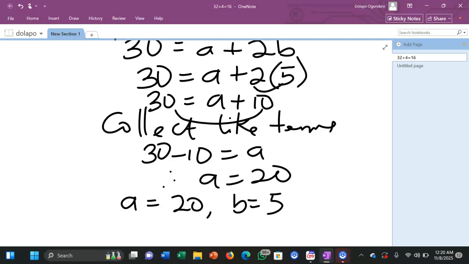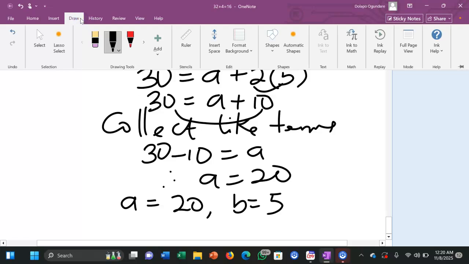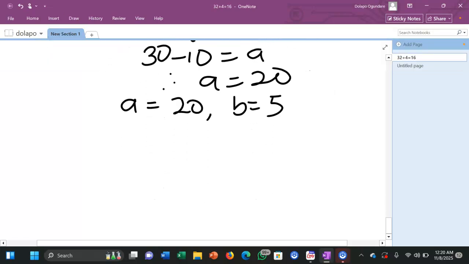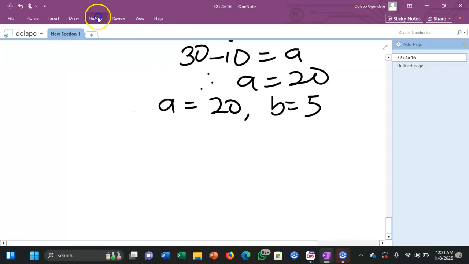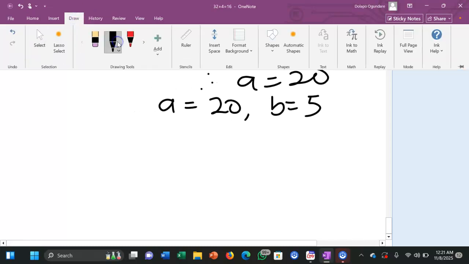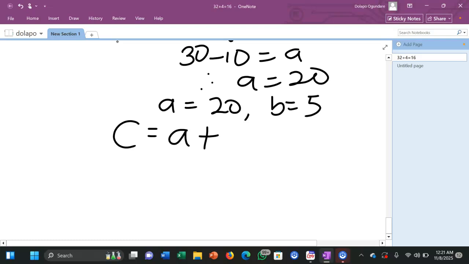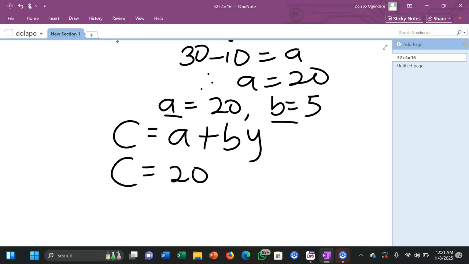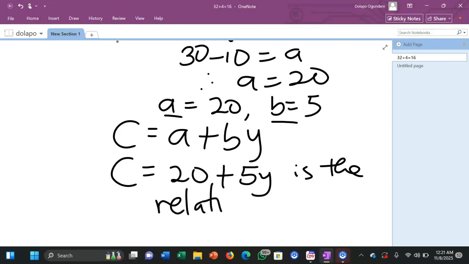Don't forget that when we're doing direct variation, the moment you get your k, you will go and get the relationship connecting. Don't forget that we were coming from the relationship equals a plus by. So now that we have our a and b, we substitute it.